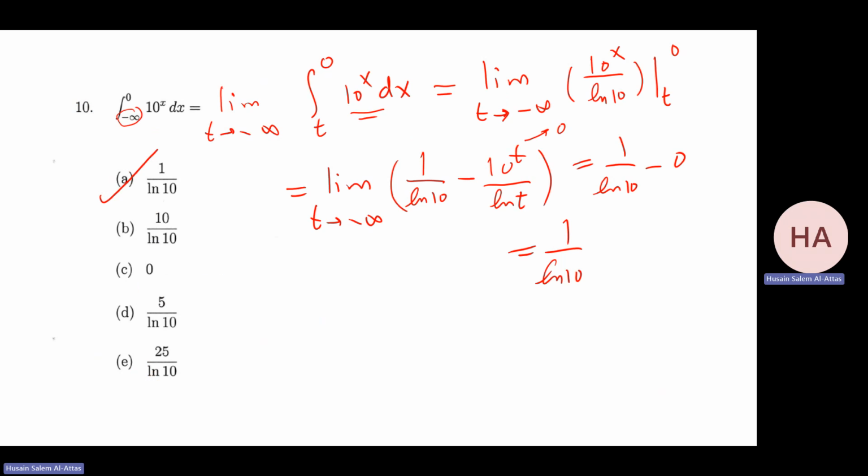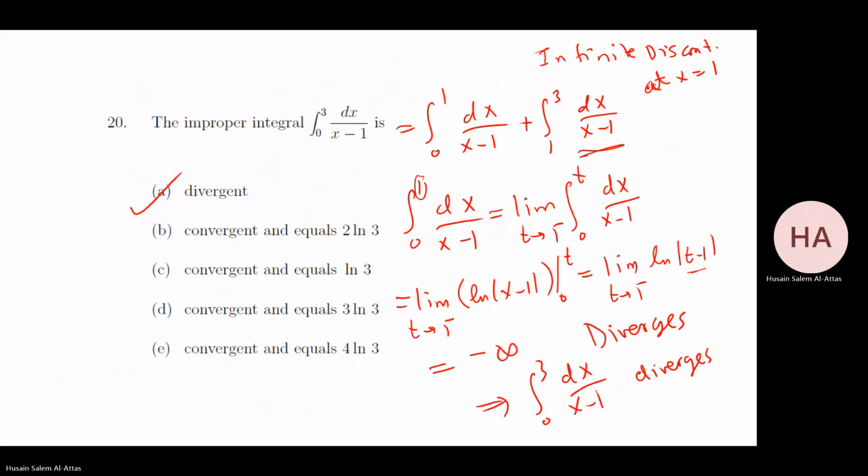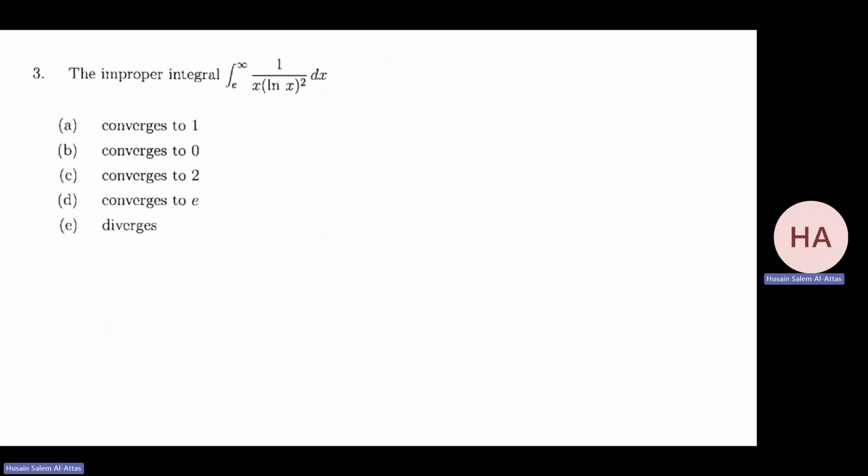Okay, this one. Also I think we did this one. I just saw it. Yeah, it's this one. Exactly, the integral from e to infinity of 1 over x (ln x) all squared. It goes to 1. This one is equal to 1. No need to do it again. Okay, now let me go to this one.